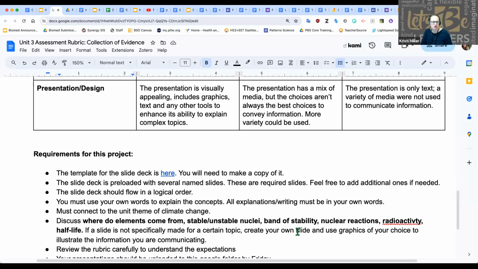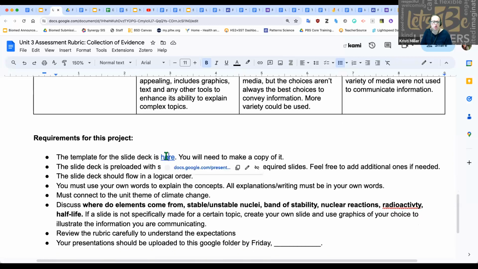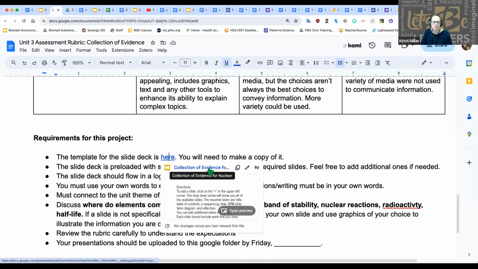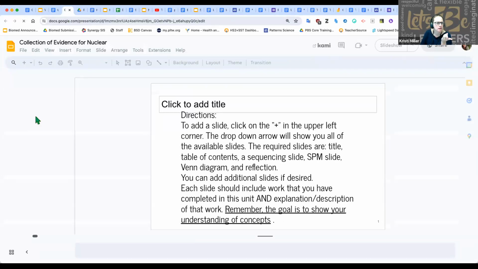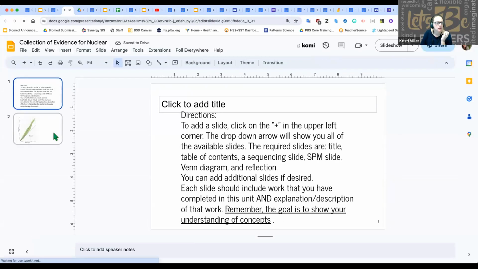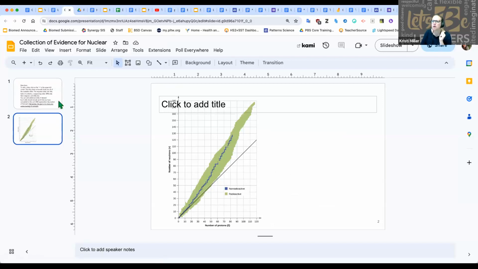There's a template there that's linked, and kids would make a copy of that. I just got them started on it. I put in the graph. This is something I want you to talk about in your collection of evidence.